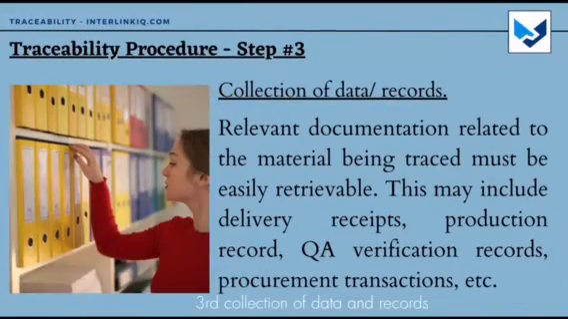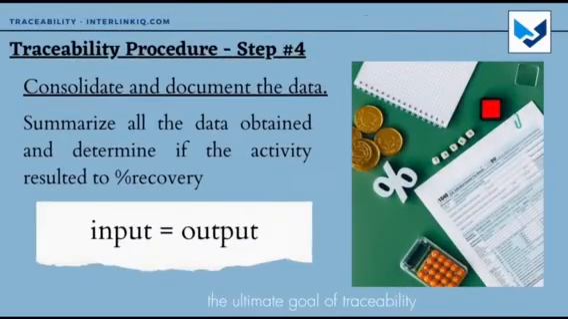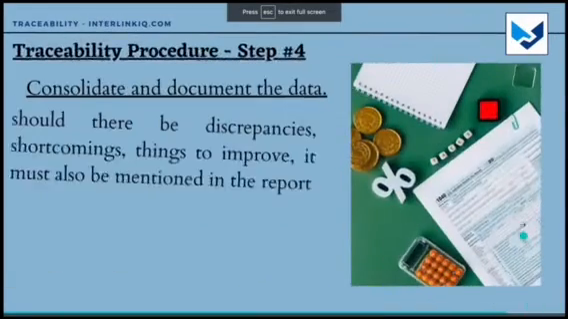Third, collection of data and records. The records may be specific depending on the organization, but in general, this may include delivery receipts, production records, QA verification records, and procurement transactions. The ultimate goal of traceability is 100% recovery, meaning the amount of input must be equal to the amount of the output, and vice versa. This means that everything should be accounted and well documented, including rework, significant wastes, and losses.